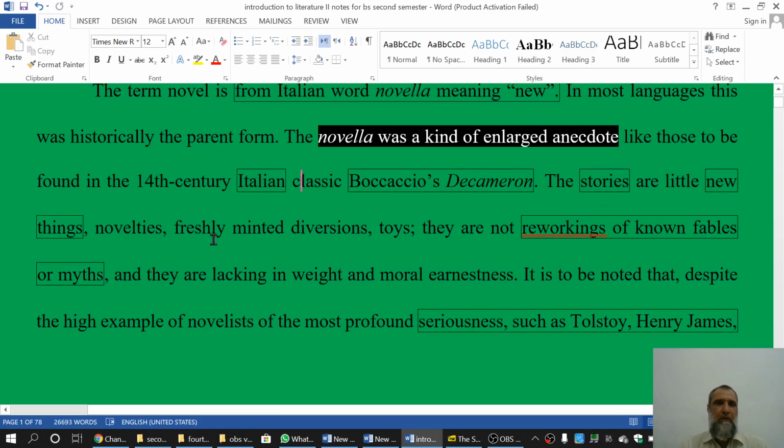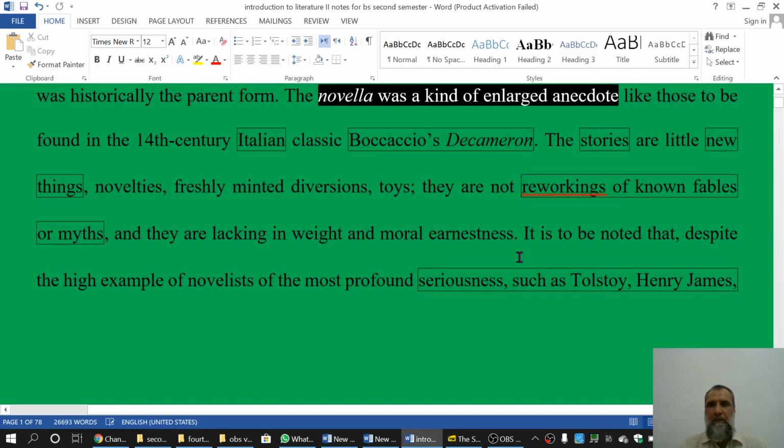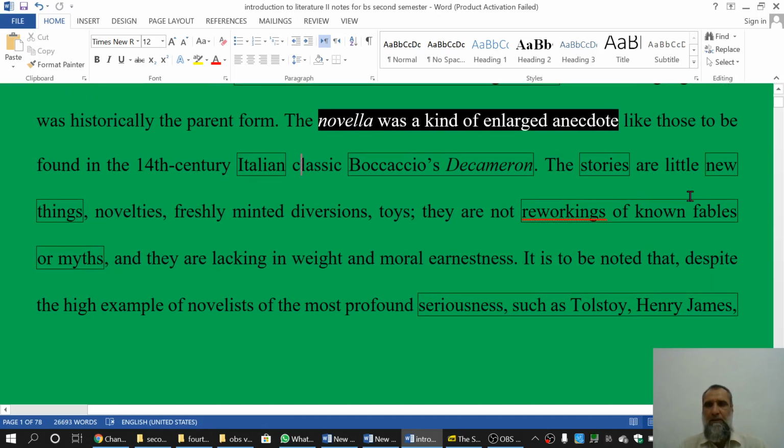And the example was the 14th century Italian poet called Boccaccio. He wrote the Decameron, which includes enlarged anecdotes, and these enlarged anecdotes can be referred to as novella. These were stories, and they were new things, novelties, freshly minted, made as diversions for the sake of enjoyment, just like toys, which entertain the children.